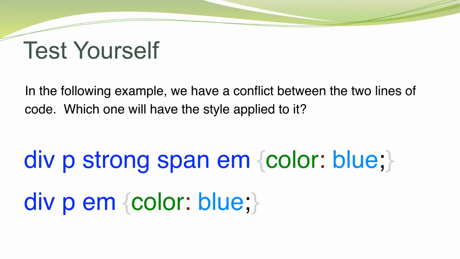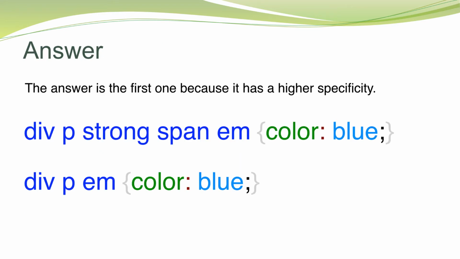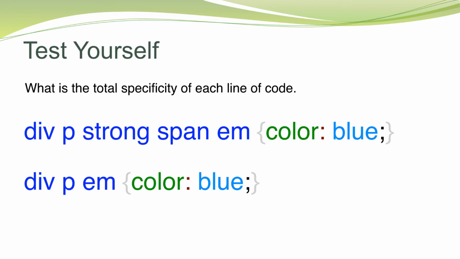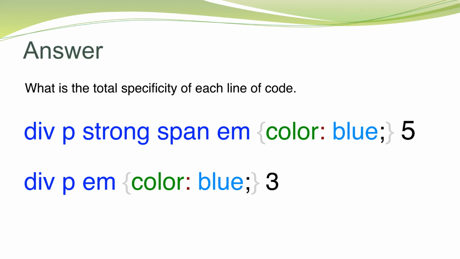In the following example, we have a conflict between the two lines of code. Which one will have the style applied to it? The answer is the first one, because it has a higher specificity. In the following example, what is the total specificity for each line of code? The answer is 5 and 3.